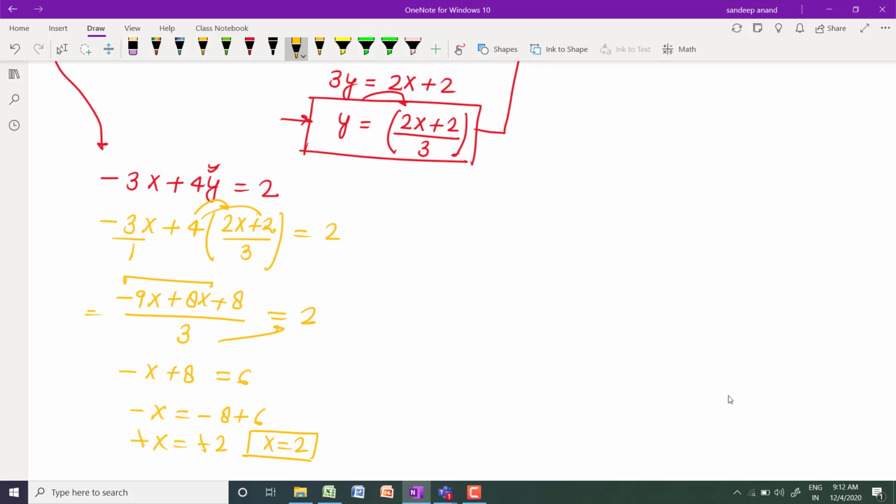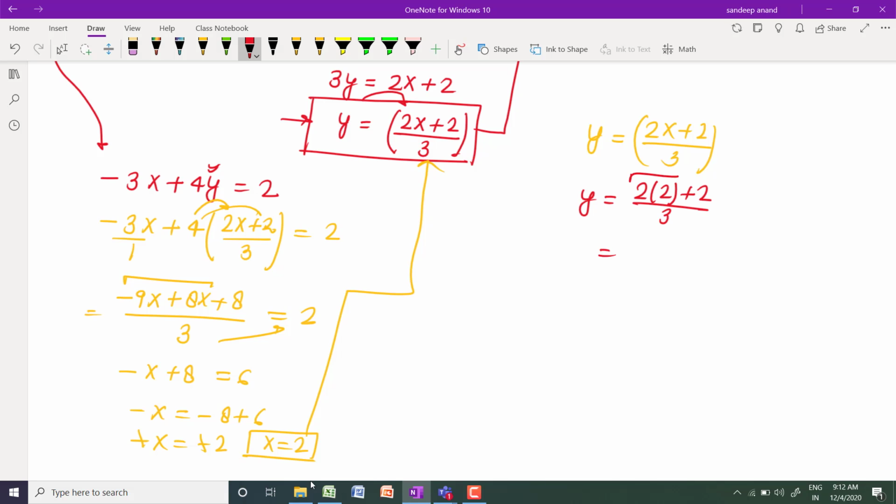Now after getting this, I put this value in the derived equation, and my derived equation is y equal to (2x plus 2) divided by 3. Instead of x, I am putting the value x equal to 2 over here. So y equal to 2 multiplied by 2, because x value is 2, plus 2, divided by 3. So it comes 4 plus 2, which is 6 divided by 3. So 3 times 2 is 6. So my y value also comes x equal to 2, y equal to 2.